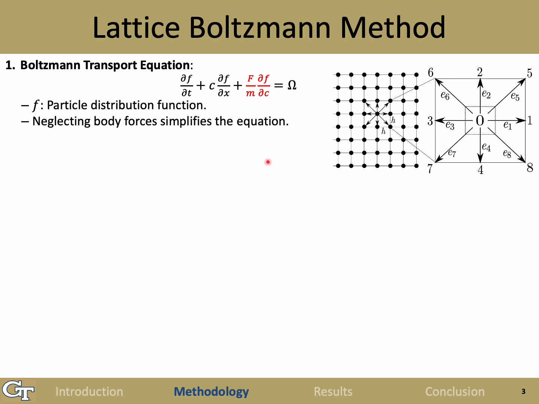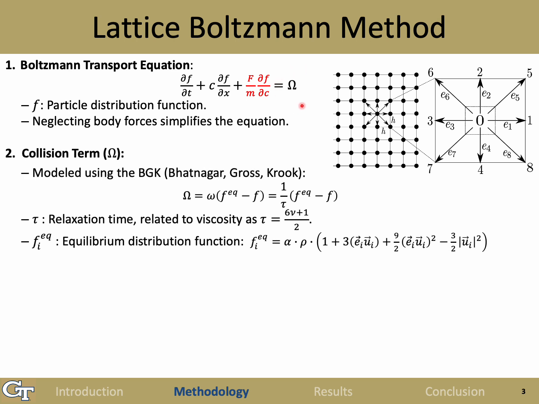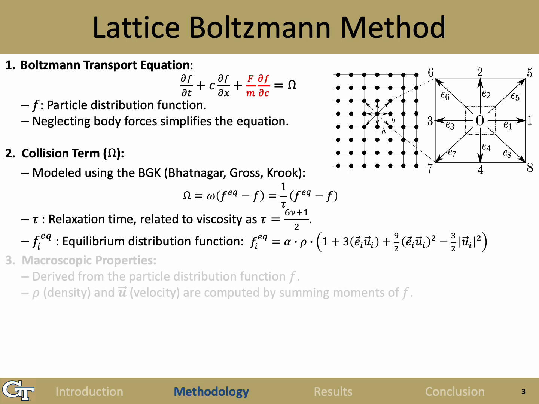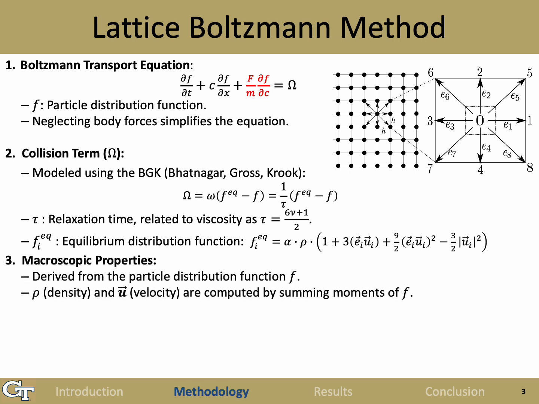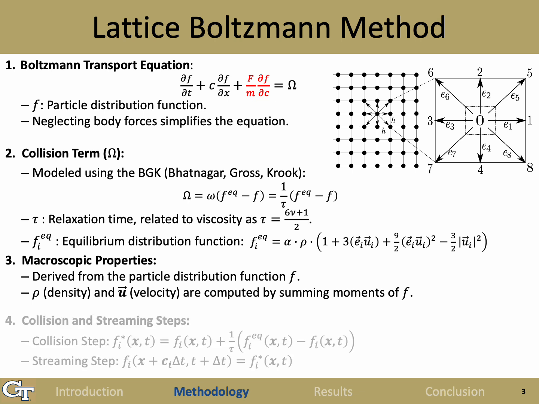The lattice-Boltzmann method is based off the Boltzmann transport equation given here, where f is the particle distribution function. On the right-hand side, the collision term is modelled using the BGK operator, which says that the distribution function approaches an equilibrium, which is based on the relaxation time related to the viscosity of the fluid. The macroscopic properties, density and velocity, are computed by summing the moments about the distribution function.